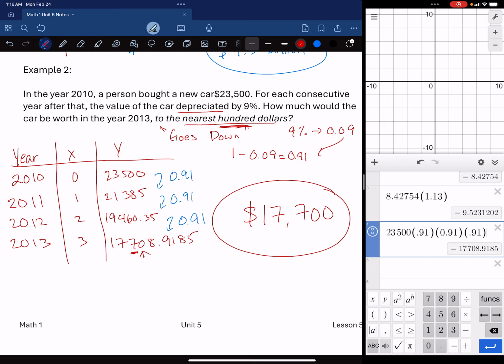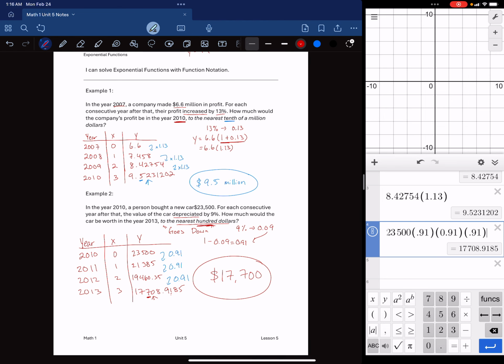100, not hundredth, but 100. If it said hundredth, we'd go 3 decimal places, right? That would be right here. That'd be 1, right? And we'd round that up. Okay, so that's example 2.